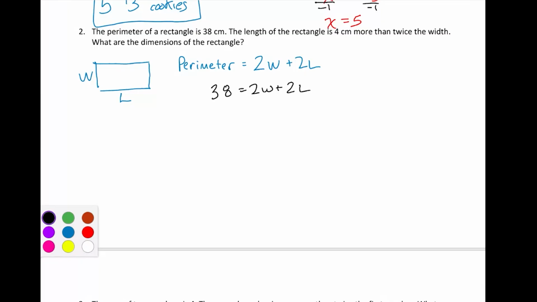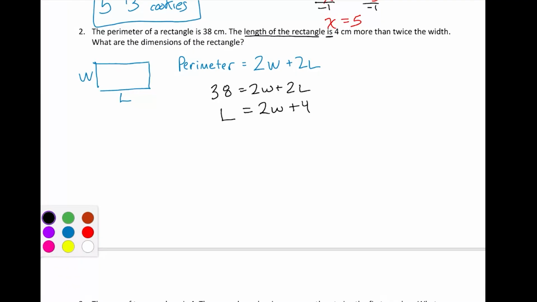The next statement says the length of the rectangle is, okay, so the length of the rectangle, that's my L, "is" means equals. So I'm going to start with the length of the rectangle is 4 more than twice the width. So twice the width plus 4. And you can write it as 4 plus 2w. That works too.